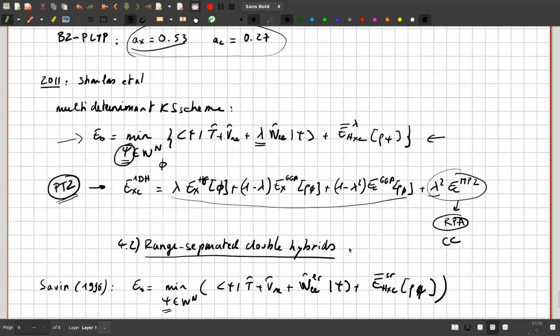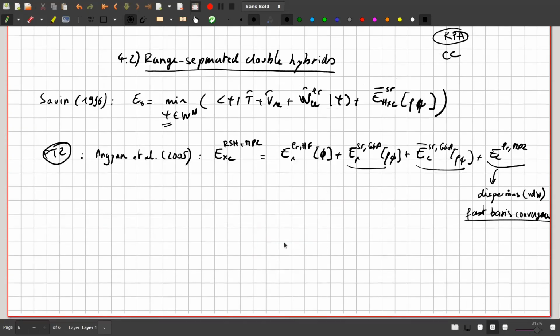Okay, so maybe the very last point that I want to briefly address, because it's important in practice in actual approximations used, are the semi-empirical dispersion corrections.